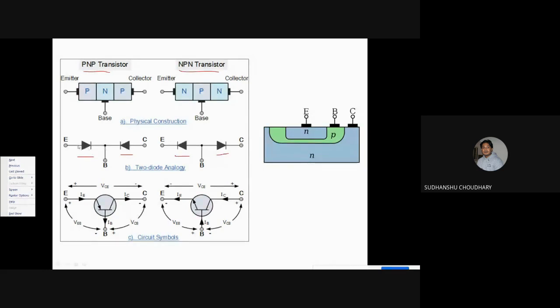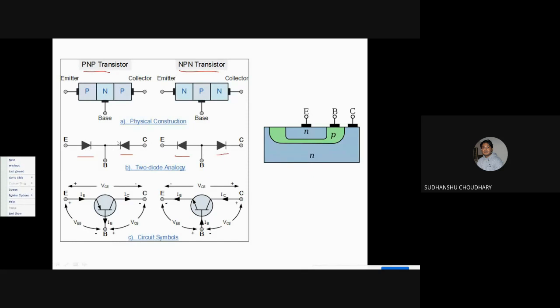So one can apply the diode equations to these two diodes and find the emitter current, collector current, and also the base current. Right? So that way it can be modeled. This device can be modeled, and the IV characteristics can be found.